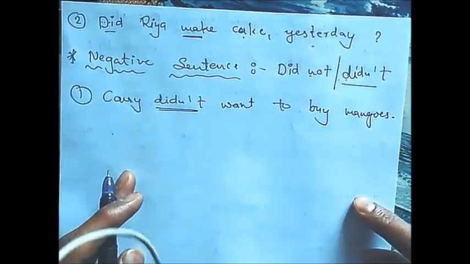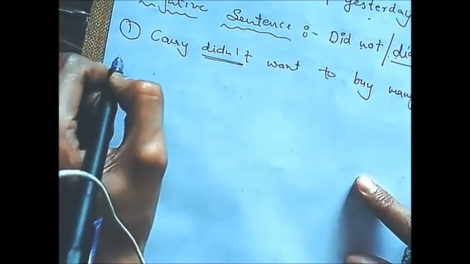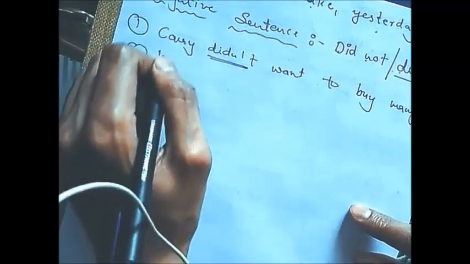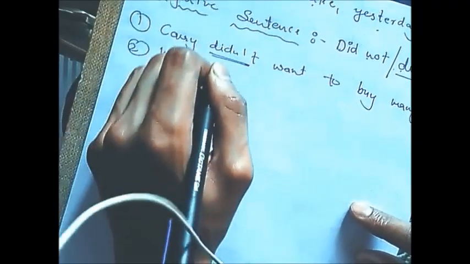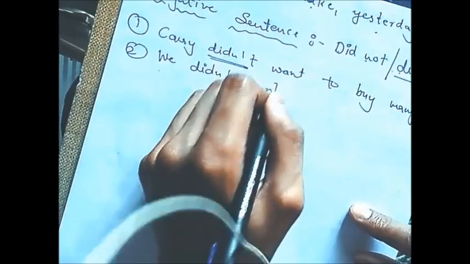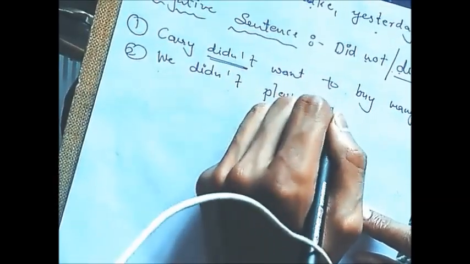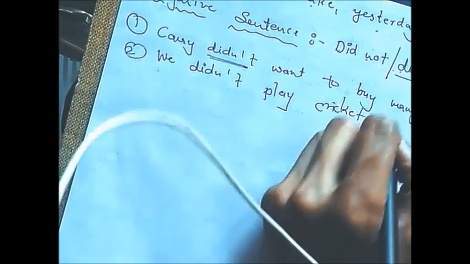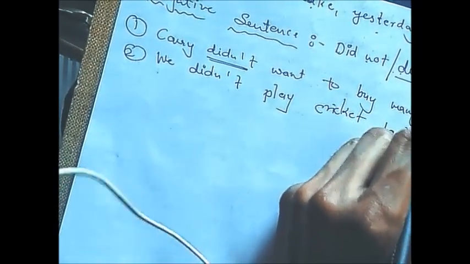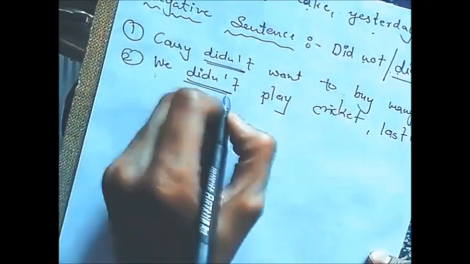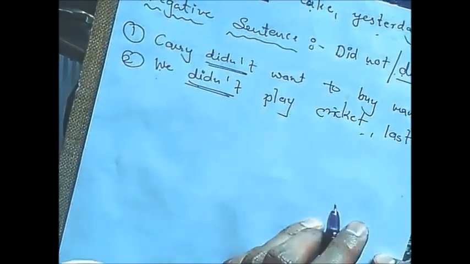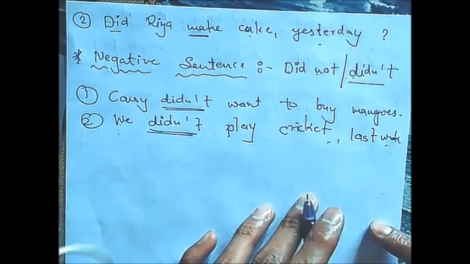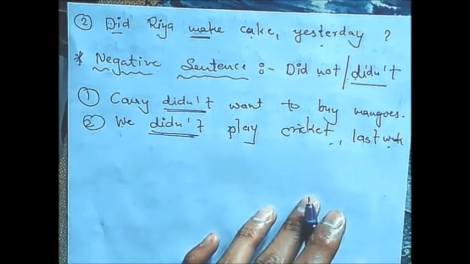Did not suggests that your sentence is negative. Second one, we did not play cricket last week. Here also did not is there. We did not play cricket last week. So this is how you can make negative sentences.